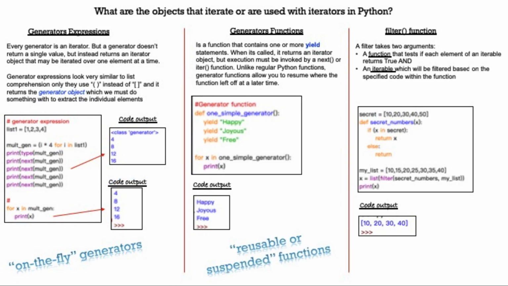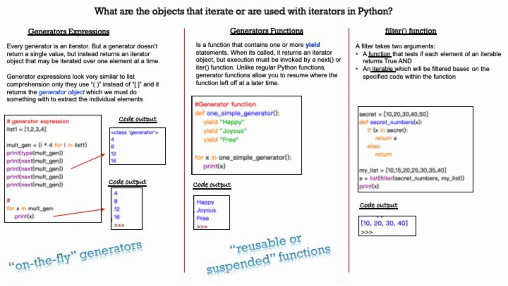Then we can move over to the generator function. So what's the difference between the two? A generator function is a function that contains one or more yield statements. When it's called, it returns an iterator object, but execution must be invoked by the next or iterator function. Unlike regular Python functions, generator functions allow you to resume where the function left off at a later time, which can be very handy. We didn't get to functions yet in this series, but with functions, we have a return statement, and the return statement returns the object back to the caller. There can only be one, and once that happens, the function is over. That's the end. But with this one, we can come back and reuse.